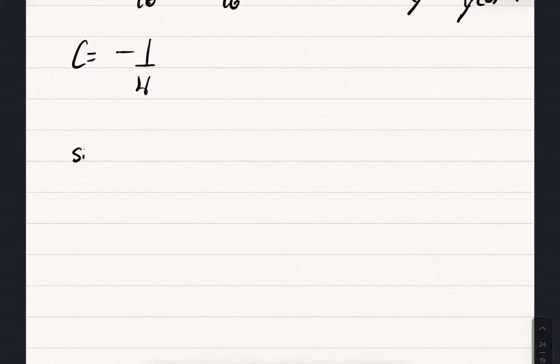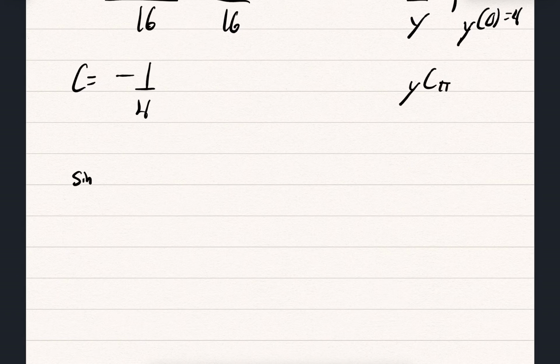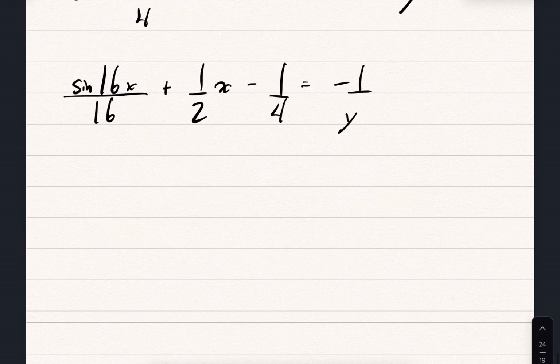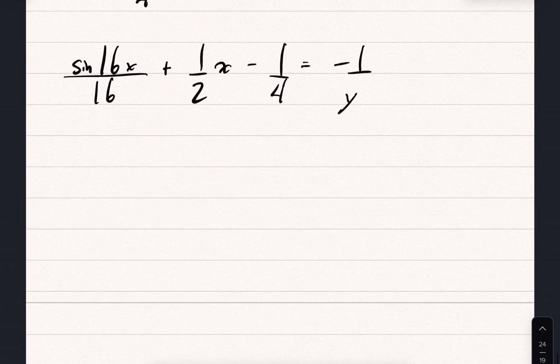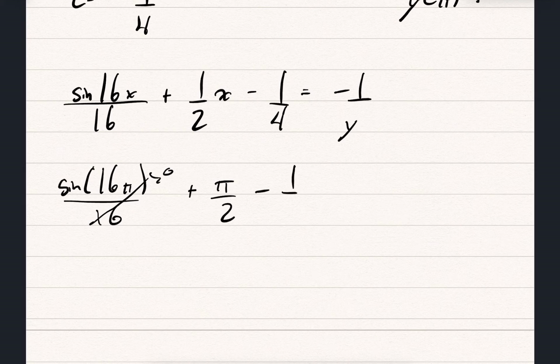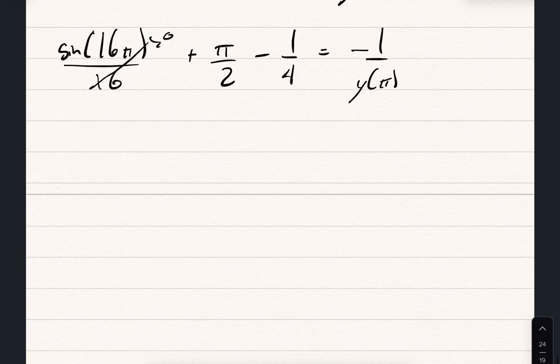Now, I want y at pi. So f at pi. So sine of 16x over 16 plus 1 over 2x minus 1 over 4 equals negative 1 over y. And honestly, I don't even care to simplify. I'm just going to shove in the values. Sine, and I know what it is, but I'm just going to write it down. We know this is 0, plus pi over 2, minus 1 over 4 equals negative 1 over y at pi. It's the same thing. We're good there.